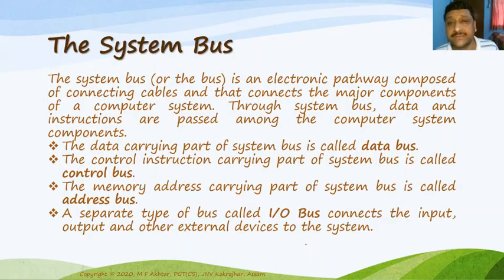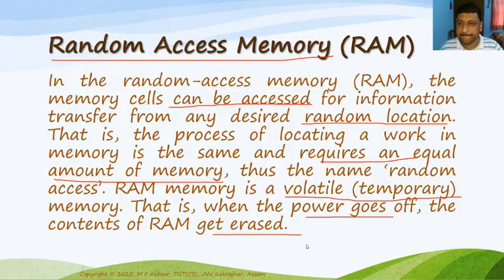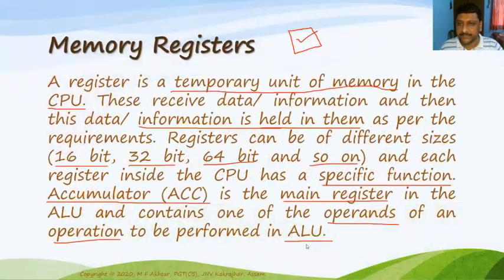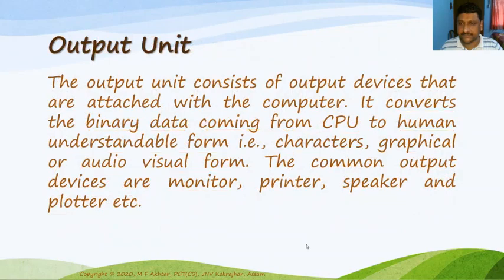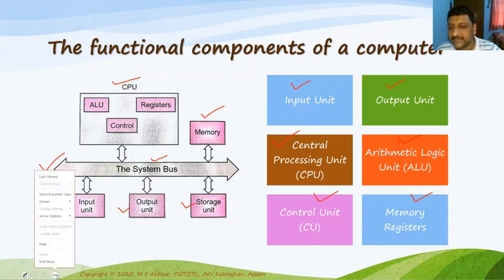Now we have come to the system bus. The first time we saw the block diagram. Now see it. Yes, so many things are there: CPU, memory, storage unit, input output, and the system bus. This is the system bus. Now we are going to learn this system bus.